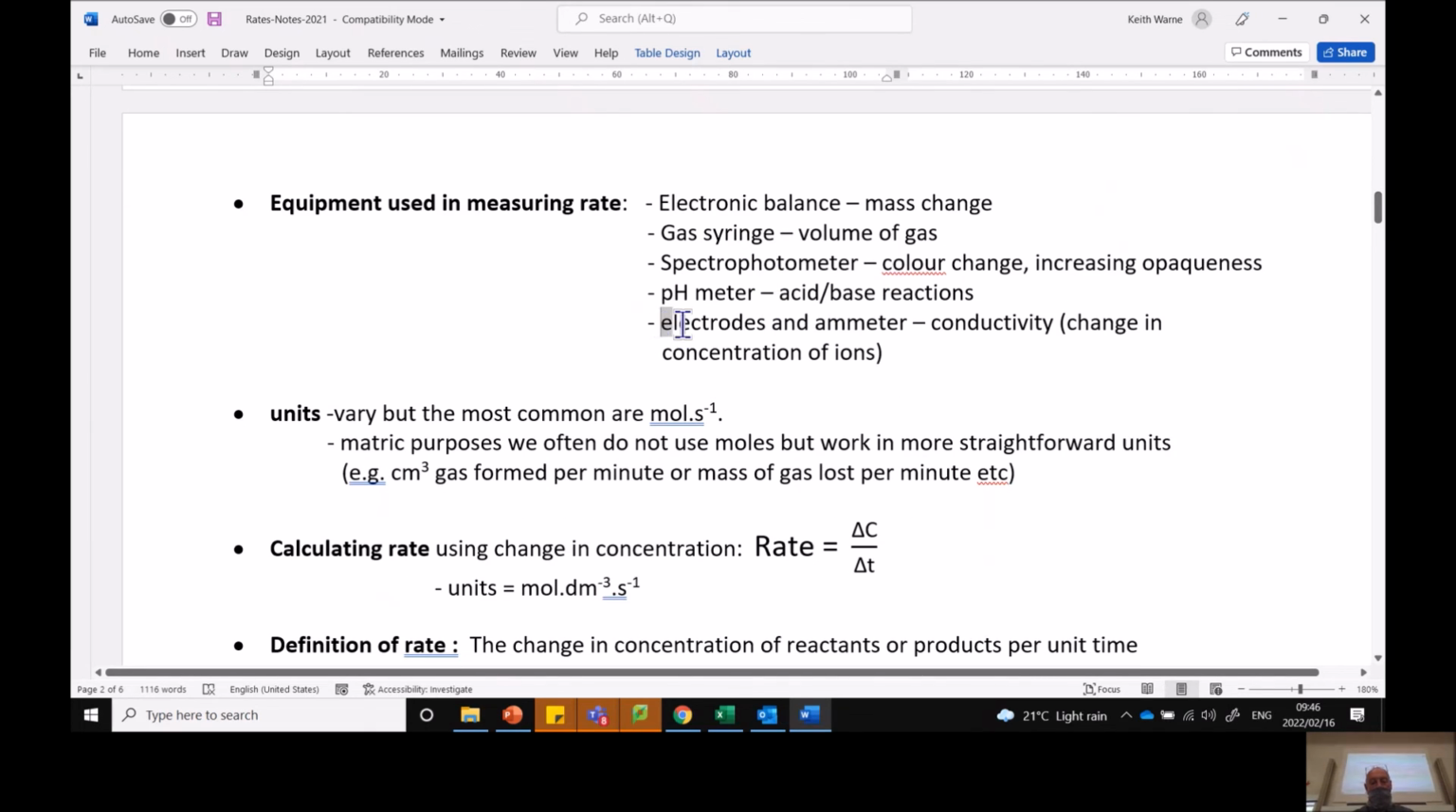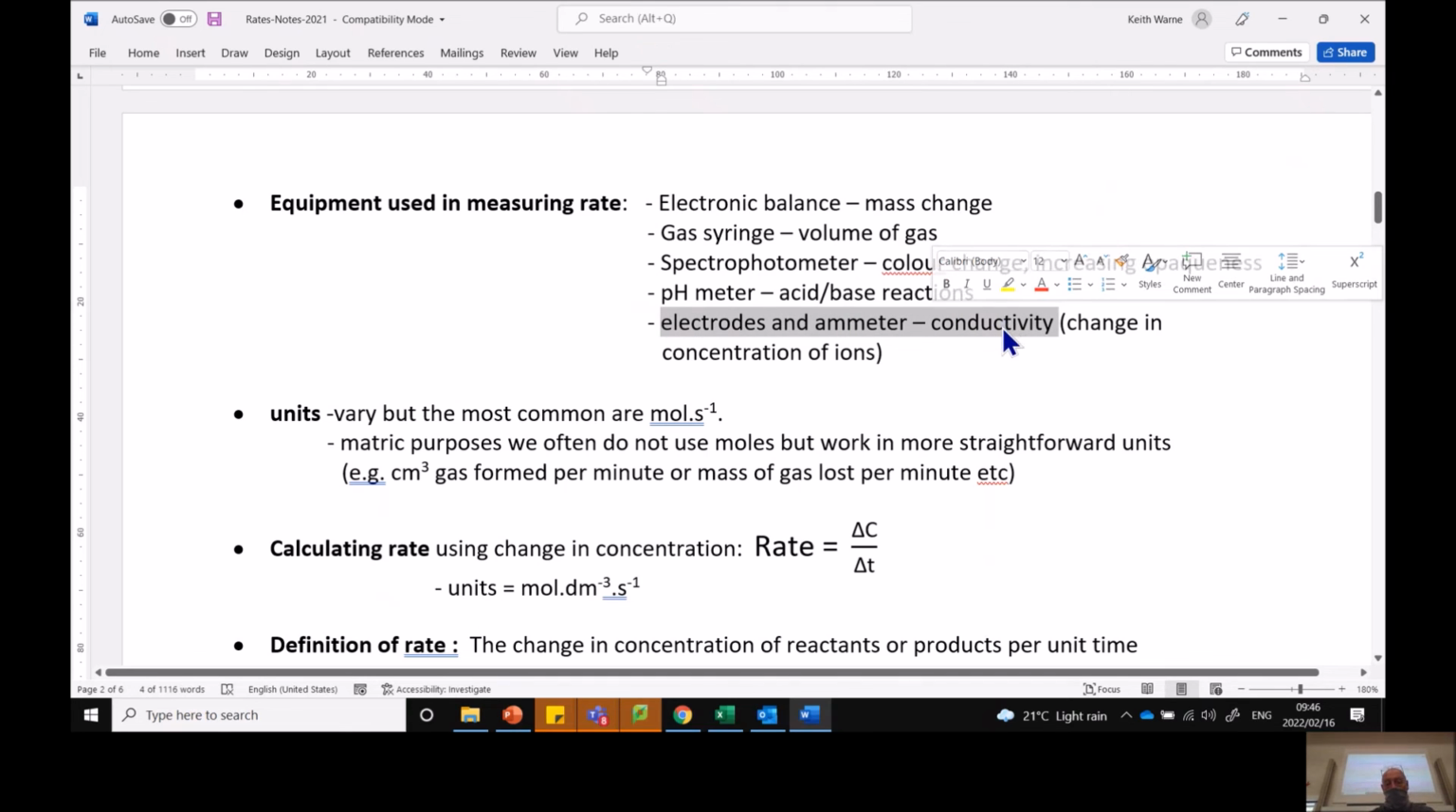You can also use this, which is not mentioned, conductivity. Now that's not mentioned in those pictures. How can you use conductivity in a reaction? So with ions, to measure rate. Can't you use something like ions or ion solution? Well, if a salt is formed, salts conduct electricity better. So if a salt is formed, the reaction should become more conductive.